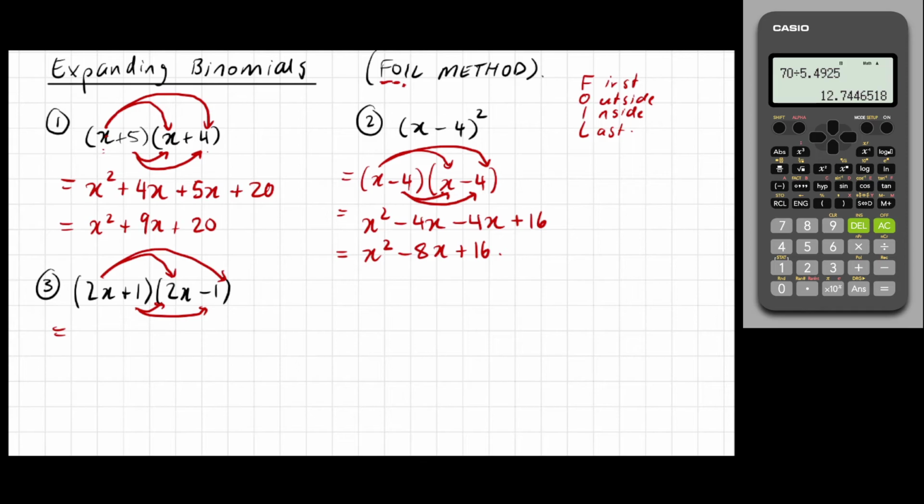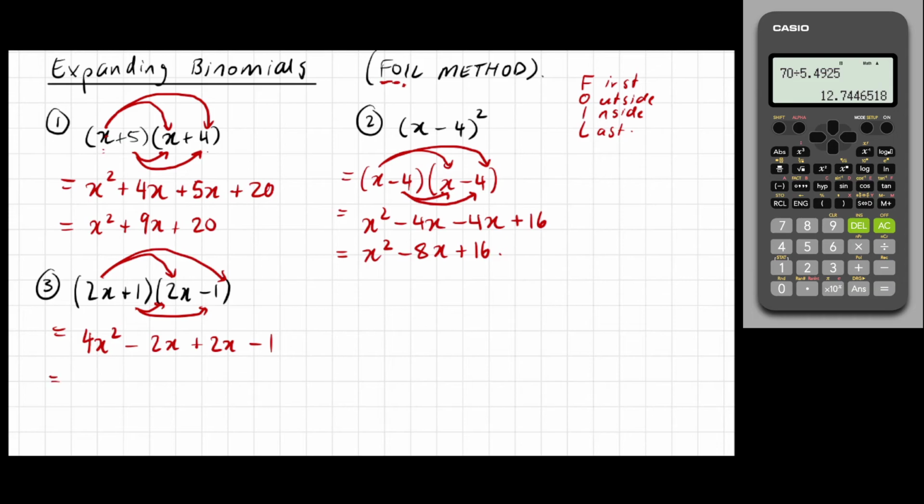So 2x times 2x is 4x squared. Now the outside, 2x times minus 1, is negative 2x. Now the inside is 1 times 2x, which is plus 2x. And positive 1 times minus 1 is negative 1.